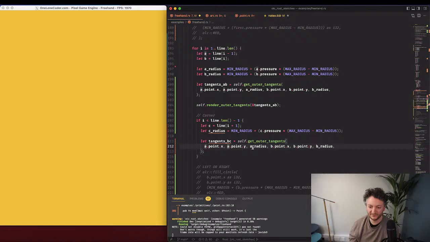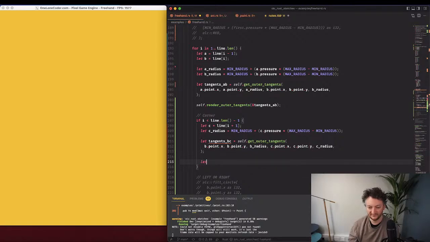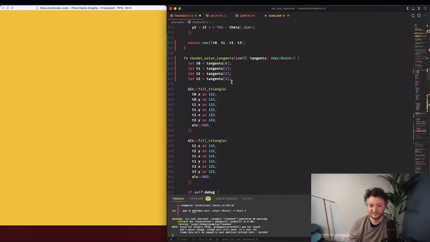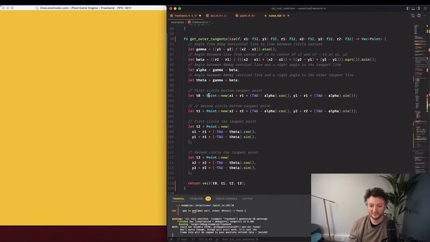So we want from B radius, B point, to C radius and C point. And now we want to look at that arc. Now hold on a second. We want to get the angle between the center of B, get angle between B, like point B, and which way does this go? Circle bottom, I think T1.